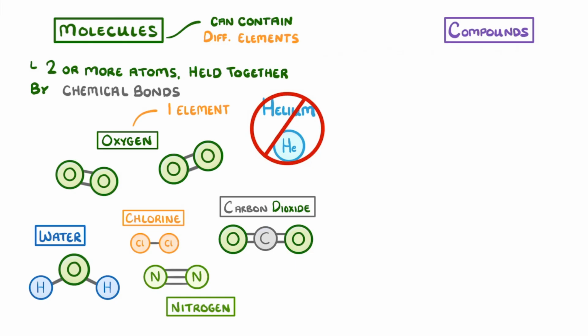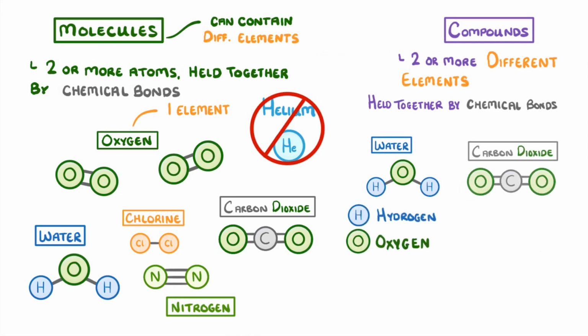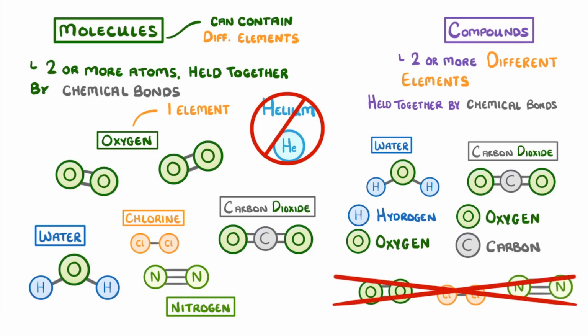Compounds, meanwhile, are substances that contain two or more different elements. And again, the atoms are held together by chemical bonds. So if we look at our molecules, a lot of these will also be compounds, because they contain two or more different elements. For example, water would be a compound, because it contains the elements hydrogen and oxygen. And carbon dioxide would be a compound, because it contains the elements oxygen and carbon. However, molecules like oxygen, chlorine, and nitrogen aren't compounds, because they only contain one type of element.